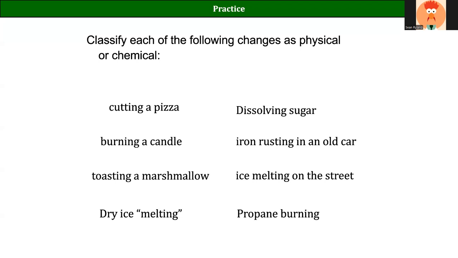Is burning a candle chemical or physical? What part? Why would you say physical? Because when the candle goes back down. But do you get it all back? No. You said chemical. Why? One of you did, right? Macy? Why did you say chemical? Don't know? Yeah, exactly.